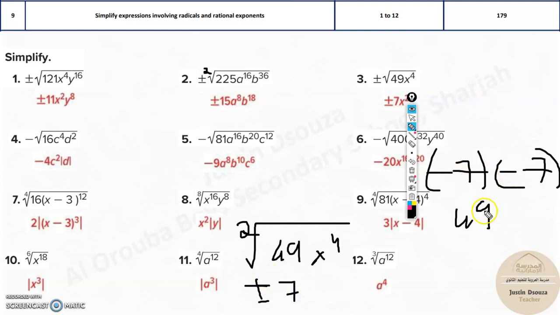Because if it's 7 times 7, it's 49. Yes, even if it's negative 7 times negative 7, it will become positive 49. And this x to the power 4, it becomes x to the power 2. So if I take any number of x, say let me take minus 2, it'll become whole square. That's a positive number. So this is the correct solution.